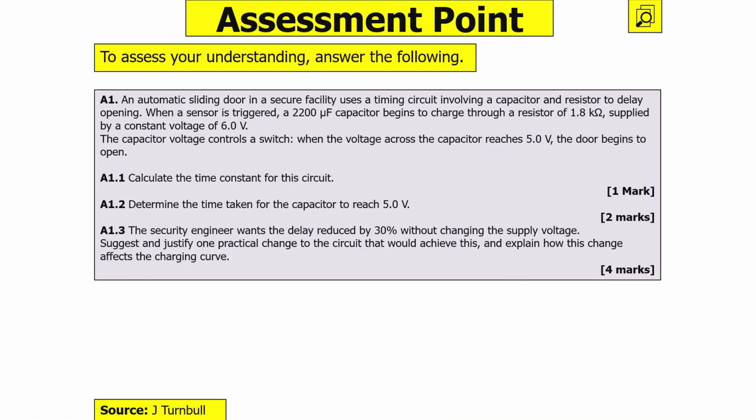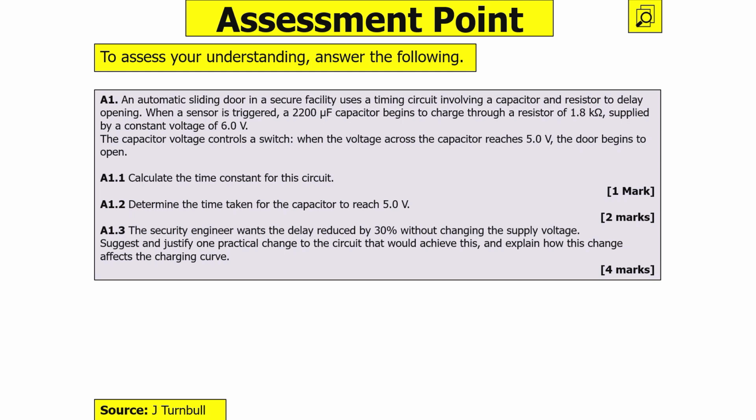The next question says, an automatic sliding door in a secure facility uses a timing circuit involving a capacitor and resistor to delay opening. When a sensor is triggered, a 2200 microfarad capacitor begins to charge through a resistor of 1.8 kiloohms supplied by a constant voltage of 6 volts. The capacitor voltage controls a switch. When the voltage across the capacitor reaches 5 volts, the door begins to open.